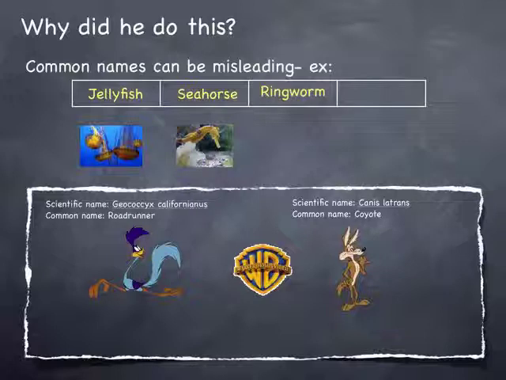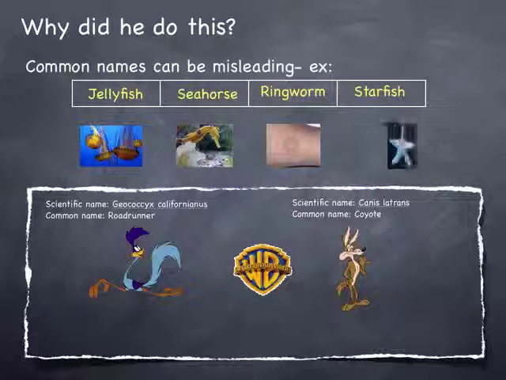Ringworm is an infection you may get on your skin. It is not caused by a worm. It's caused by a fungus. What? Isn't it a worm? No. It's usually a circular patch on your skin. That's why it's called ringworm. Starfish is not a fish, nor is it a burning globe of hydrogen and helium like a star. All right, guys, Jackson.